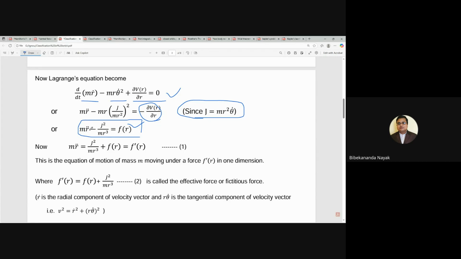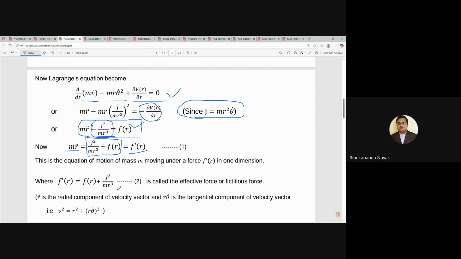We have added an extra term, this one, with acceleration. We know mass into acceleration is equal to force, but here is another extra term. Adding this to the right-hand side, we can write m r double dot, mass into acceleration, like this. But mass into acceleration is a force, so we call it the effective force. So for central force motion, the effective force is the actual force plus J square by m r cube.